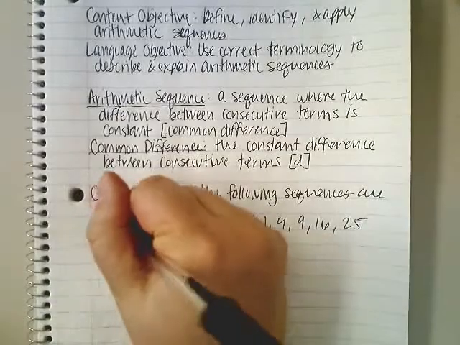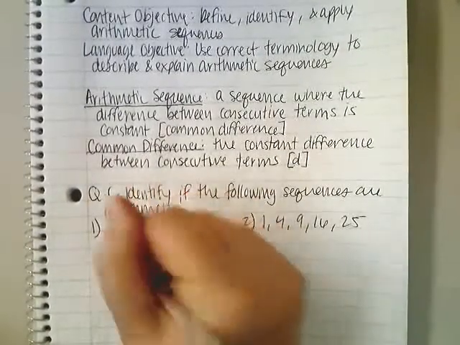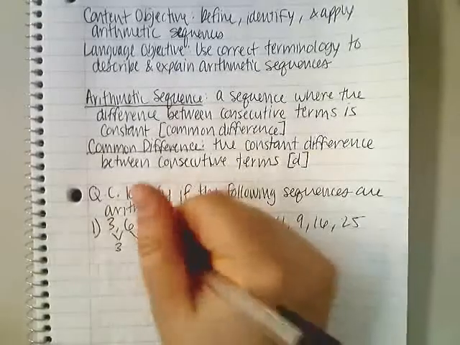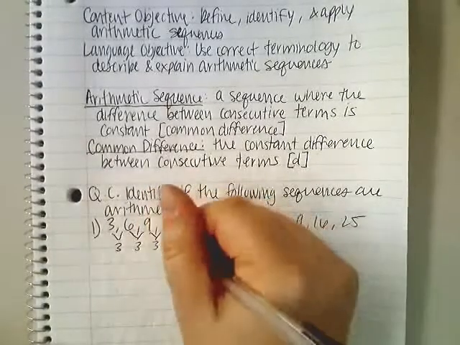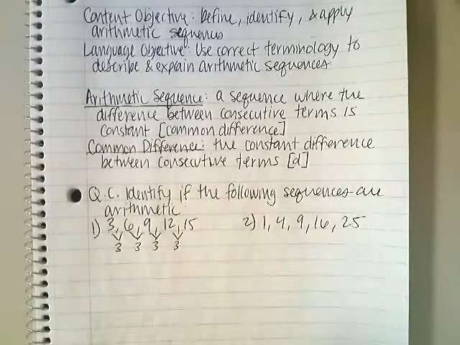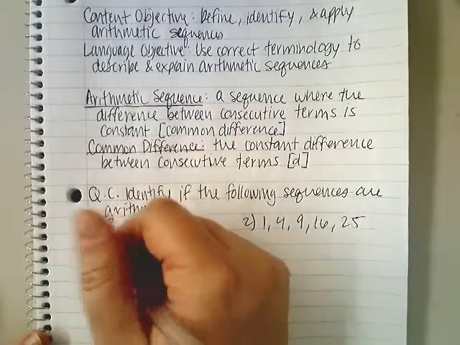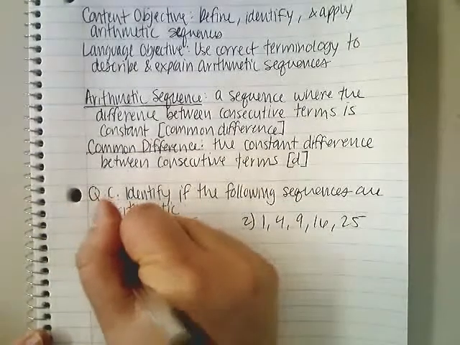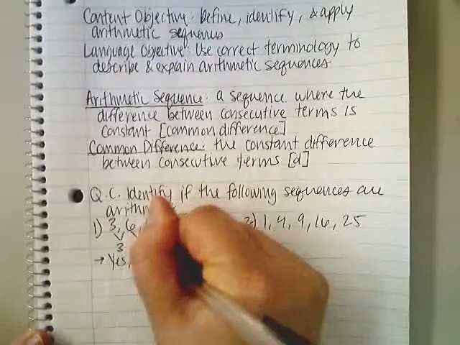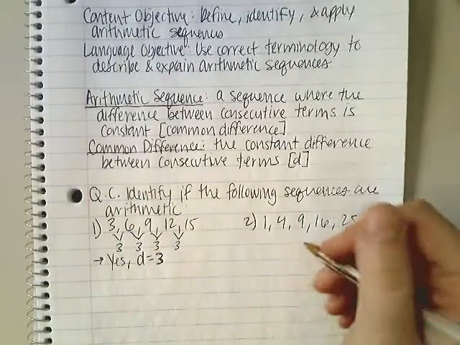So the first thing, 6 minus 3 is 3. 9 minus 6 is 3. 12 minus 9 is 3. 15 minus 12 is 3. So there is a common difference here. They differ by the same amount each time. So my answer is yes. My common difference is equal to 3. I didn't ask you to do that, but just if you want to note for yourself.